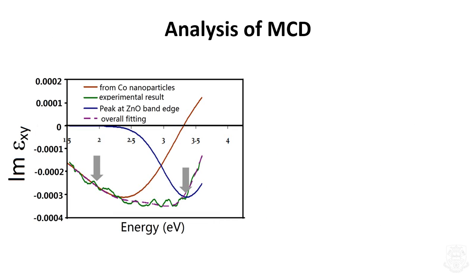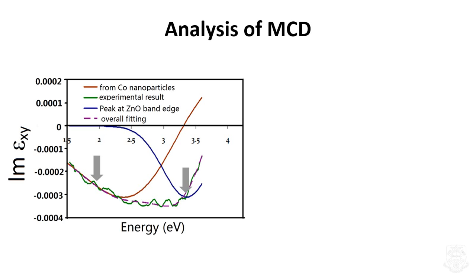So we understand what's going on by analyzing the magnetic circular dichroism. The green curve here shows the experimental data, and this cannot be fitted alone to the nanoparticles, but is given by a combination of the nanoparticles and a peak at the band edge. And the two arrows indicate two energies, one where the nanoparticles are dominant, and the other one where the band edge is dominant.